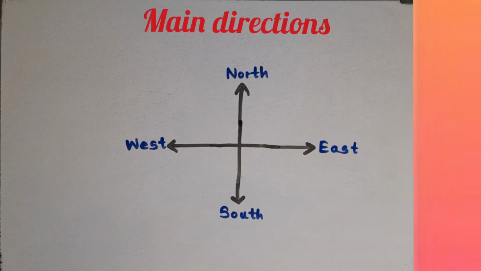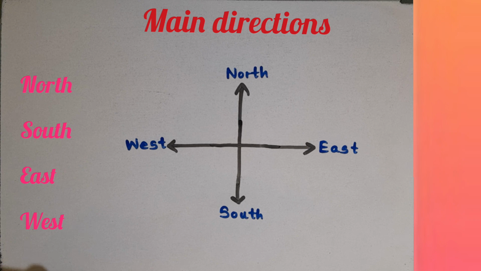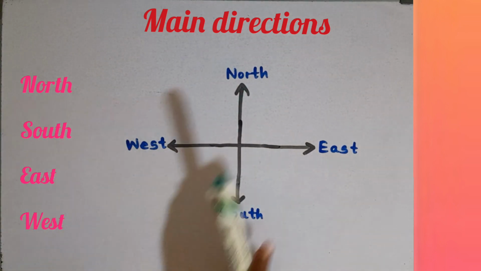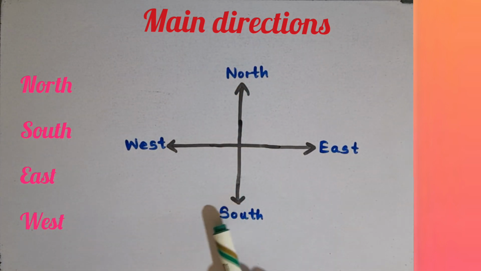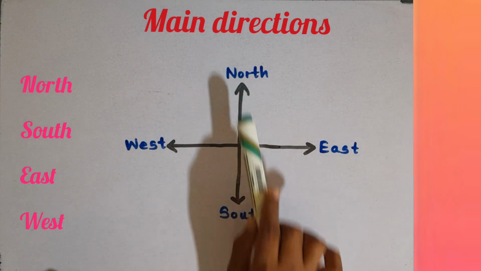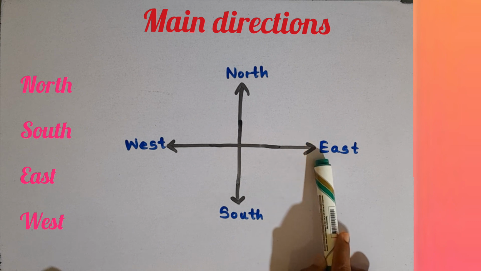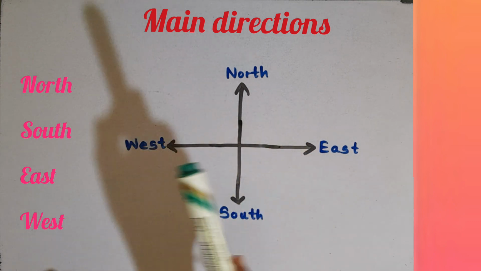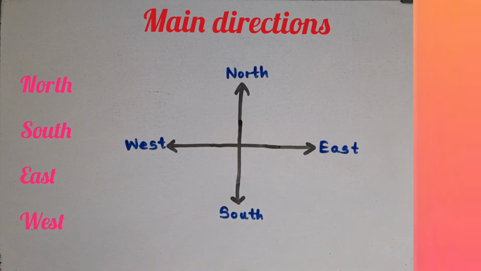Now let's learn about the four main directions. What are the four main directions? North, south, east and west. In the diagram, I have mentioned the four main directions. North direction is here. Then opposite of north is south. Then on the right hand side between north and south we have the direction east. Then opposite of east is the west direction.